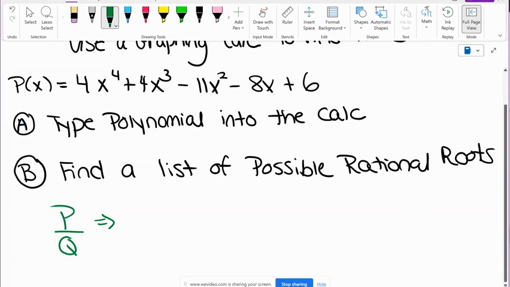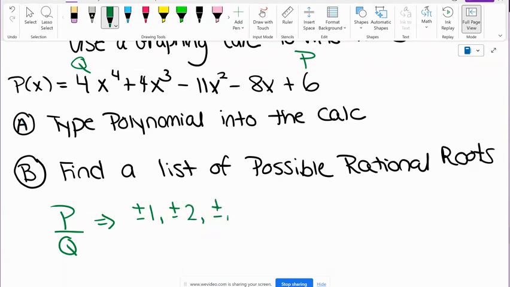So this is going to be factors of 6 over factors of 4. So we're plus minus 1, plus minus 2, plus minus 3, plus minus 6. And then for factors of 4, we're plus minus 1, plus minus 2, plus minus 4. If at any point I'm going too fast, just tell me to slow down.